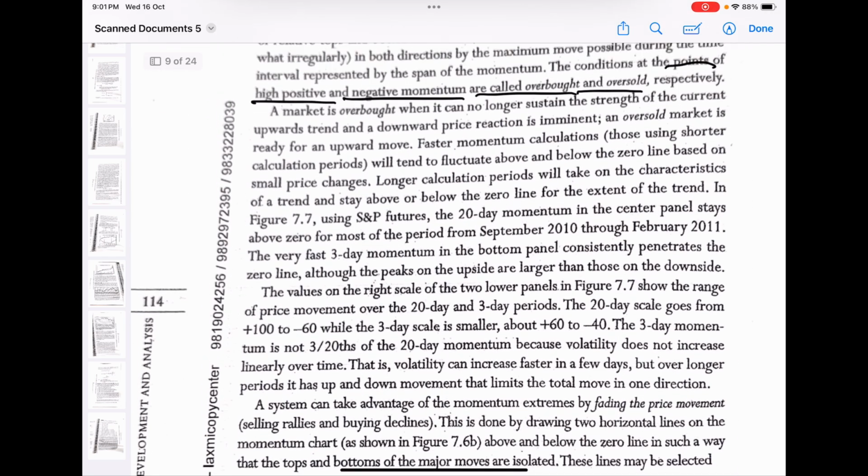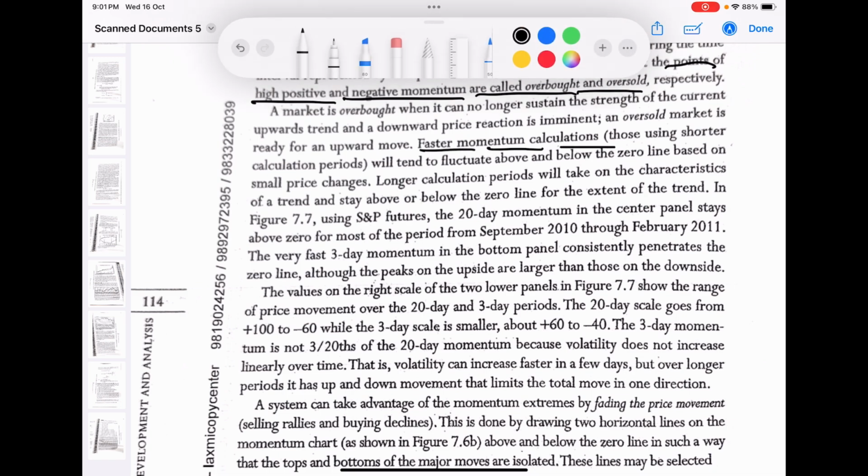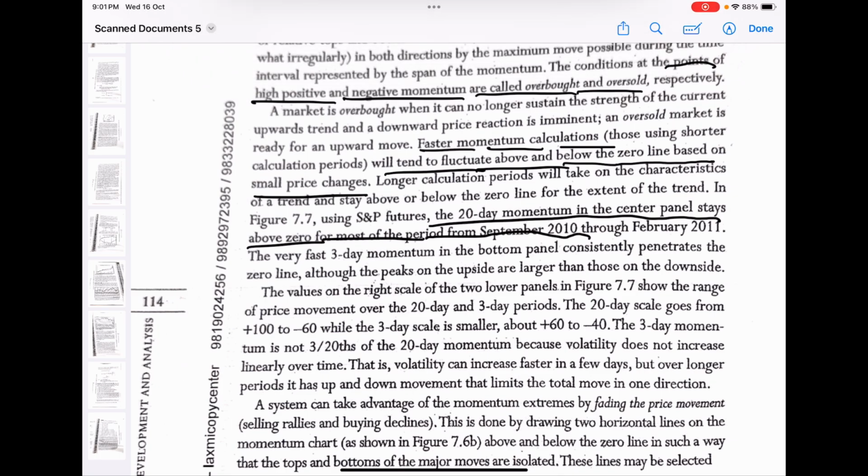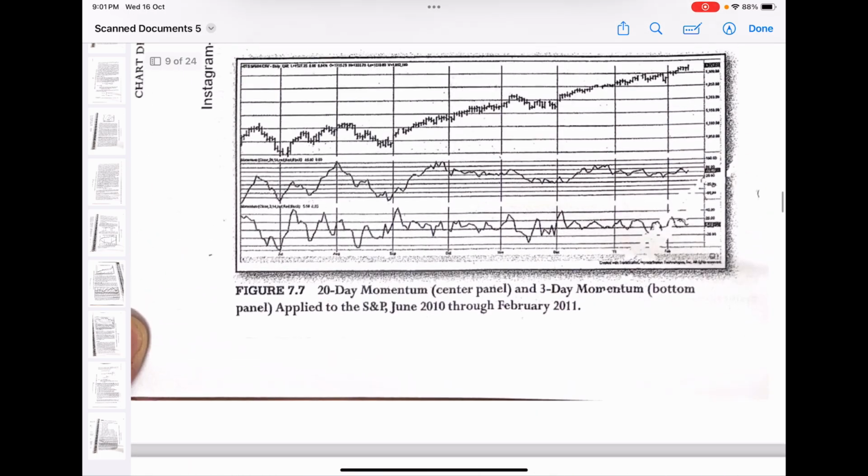Faster momentum calculations will tend to fluctuate above and below the zero line based on small price changes. Now, that's what I was saying. Even if you take a moving average of a smaller time period, then the same thing happens. So, the same thing happens even when you take a smaller time frame momentum indicator as well. It's the same thing again. The 20-day momentum in the center panel stays above zero for most of the period from September 2010 to February 2011. Look at this.